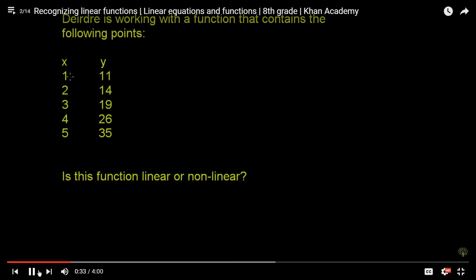If for each change in x, so over here, x is always changing by 1. So since x is always changing by 1, the change in y's have to always be the same. If they're not, then we're dealing with a non-linear function. We can actually show that by plotting it out. If the changes in x were going by different values, if this went from 1 to 2 and then 2 to 4, what you'd want to do then is divide the change in y by the change in x, and that should always be a constant.